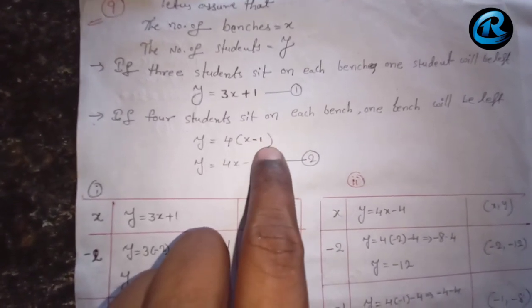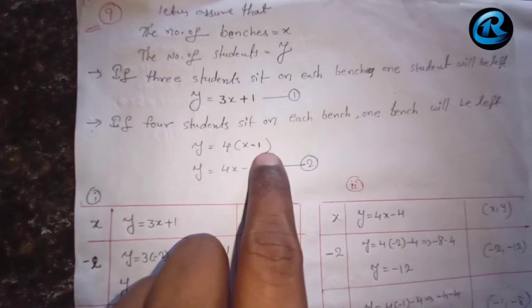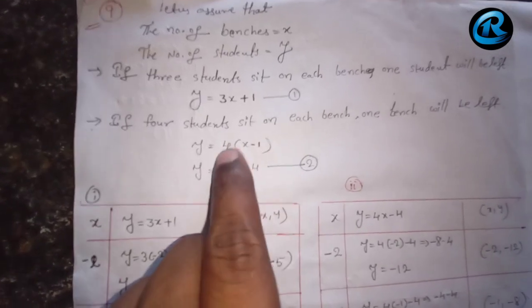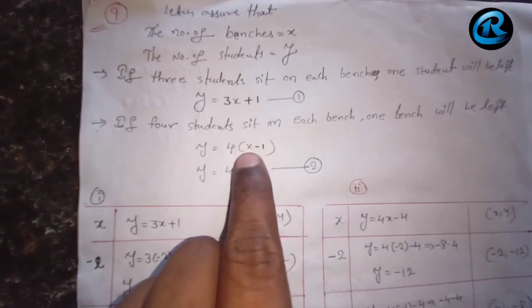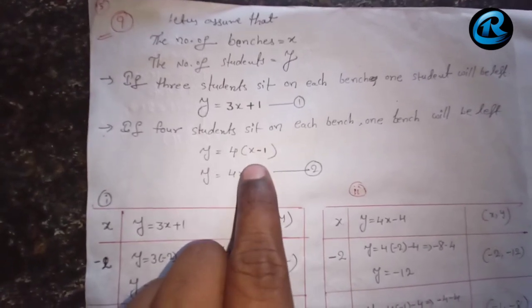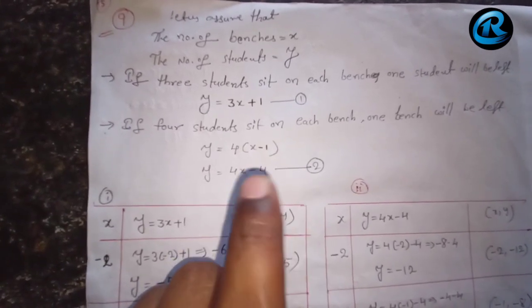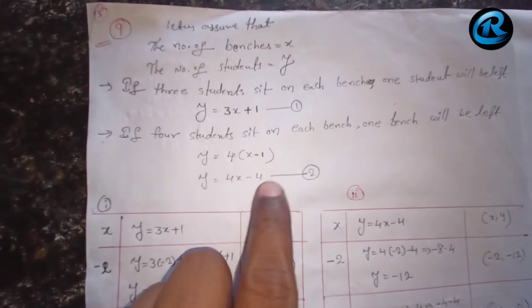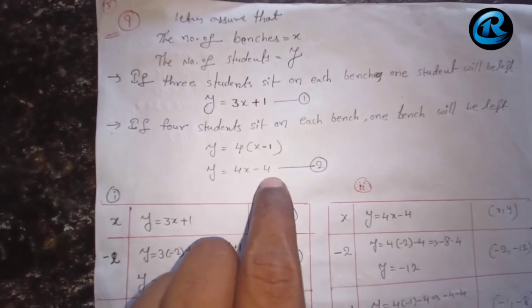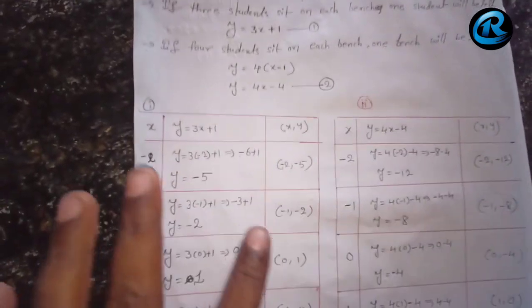సో x minus 1 ఎందుకు రాస్తాము? నెంబర్ ఆఫ్ బెంచెస్ మైనస్ 1, bench is left. So 4 members are sitting, so 4 into 4 of x minus 1. 4 into x is 4x minus 4. It means that 4 students are sitting in each bench and 1 bench is left for sitting 4 children. And refer to the 4th example also in your textbook.